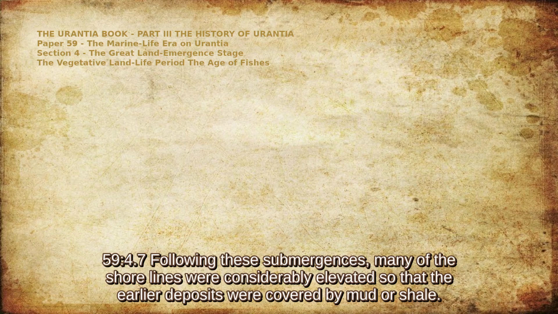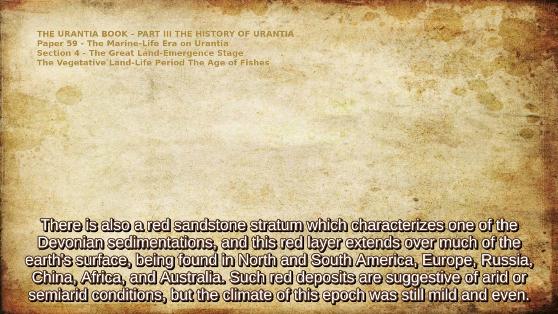Following these submergences, many of the shorelines were considerably elevated so that the earlier deposits were covered by mud or shale. There is also a red sandstone stratum which characterizes one of the Devonian sedimentations, and this red layer extends over much of the Earth's surface, being found in North and South America, Europe, Russia, China, Africa, and Australia. Such red deposits are suggestive of arid or semi-arid conditions, but the climate of this epoch was still mild and even.